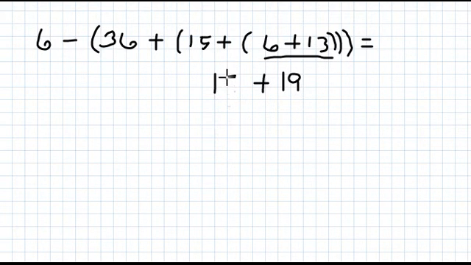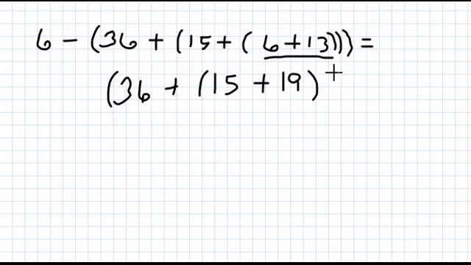And then we have 15 here. We have the 36 still out here, which we just continue to rewrite. So that's where we're at. And of course we have still the 6 minus out here. So now we're going to go with the 15 plus the 19. So that's going to be 34, right?